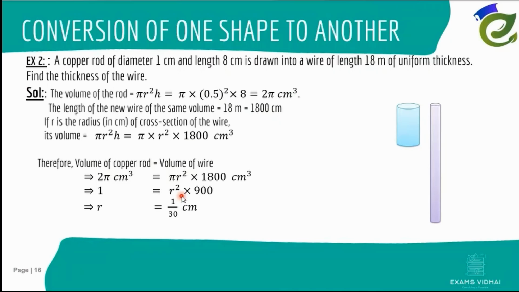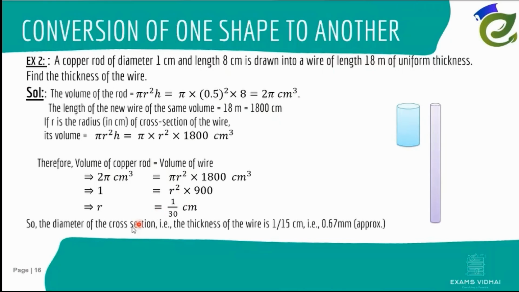We know that the diameter is twice the radius. So we get the thickness of the wire, that is nothing but the diameter of the wire, as 1 by 15 centimeter, which is approximately 0.67 mm.